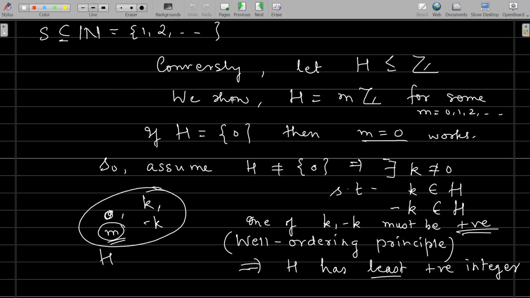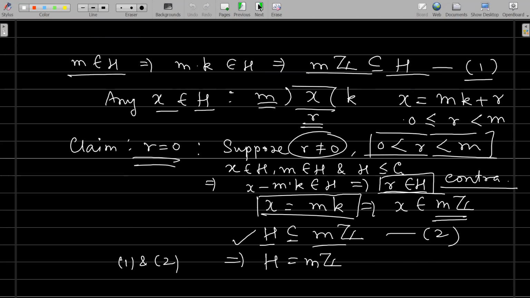Then out of all positive elements, why do I focus on positive, why not on negative? For negative, I don't have a result, but for positive, I have a result. Out of all positive numbers in the natural numbers, I can choose the least positive. That is called the well-ordering principle. So I can find the least positive element belonging to H. Suppose that is M. Then my claim is for this M, H must be MZ. So every element of H must be a multiple of M, and that's what we do by the division algorithm. Is this one clear?